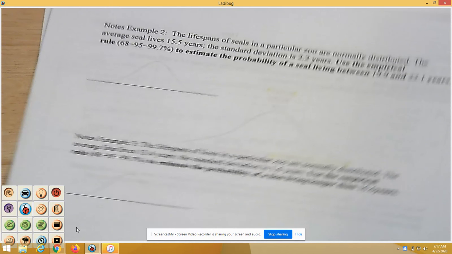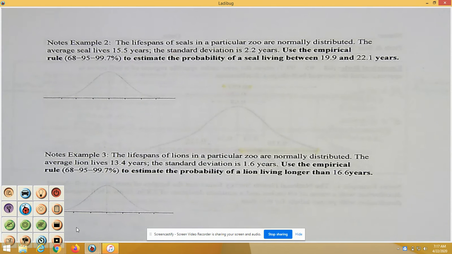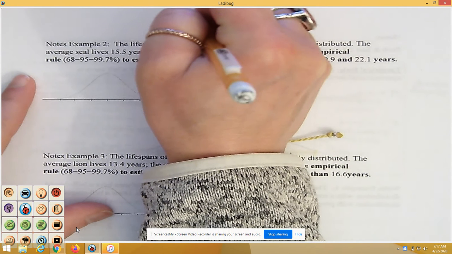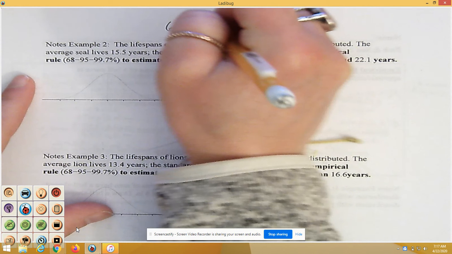In this example, just a reminder, we're doing 68%, 95%, and 99.7%. This is called the empirical rule. This is 1 standard deviation above and below the mean, 2 standard deviations above and below the mean, and finally 3 standard deviations above and below the mean.